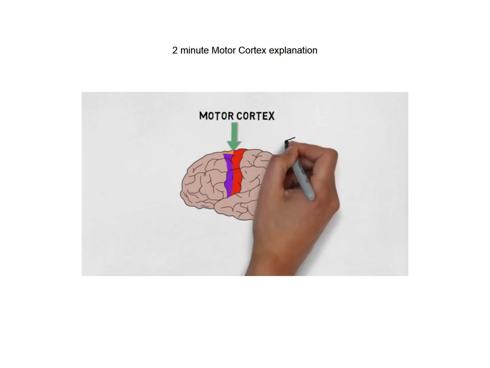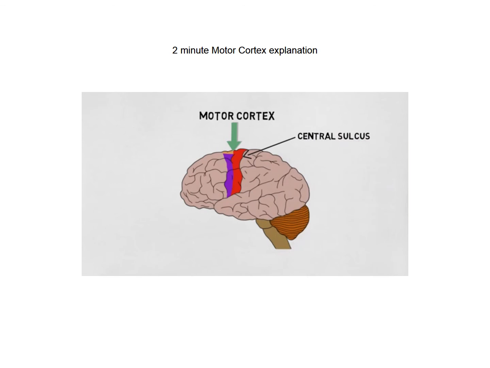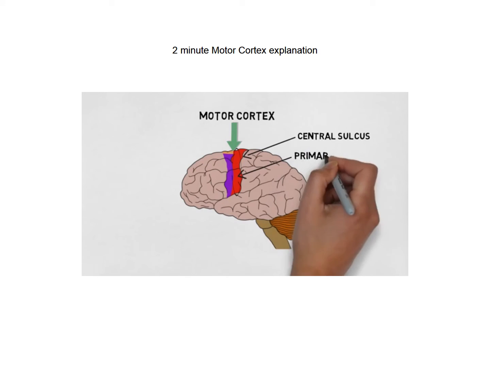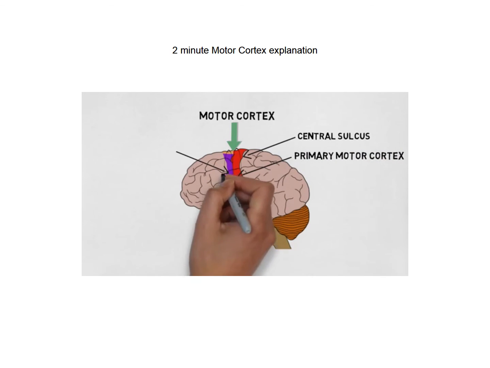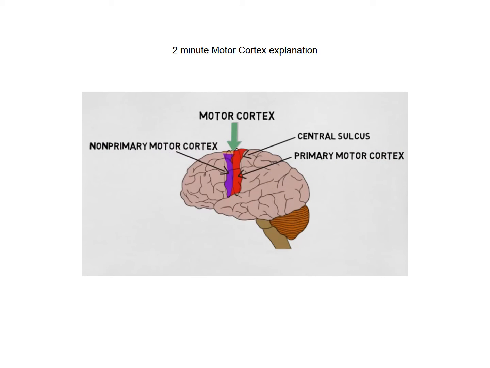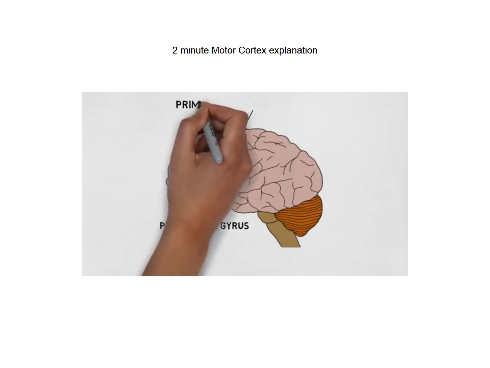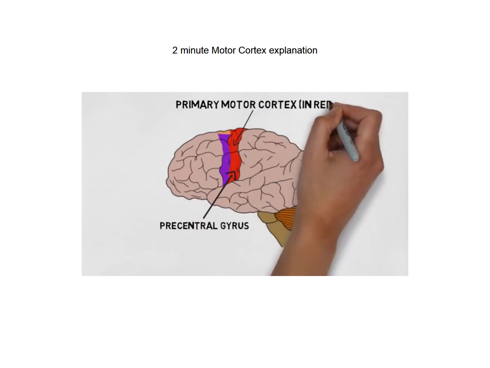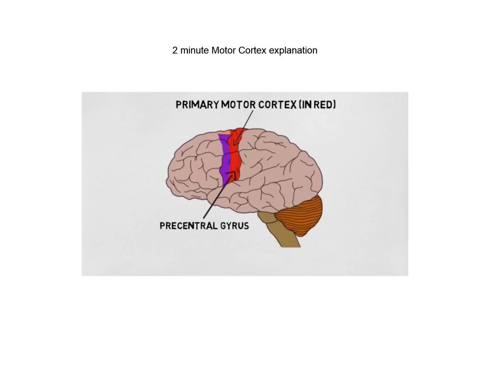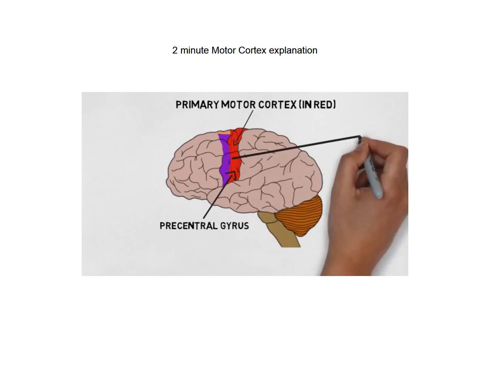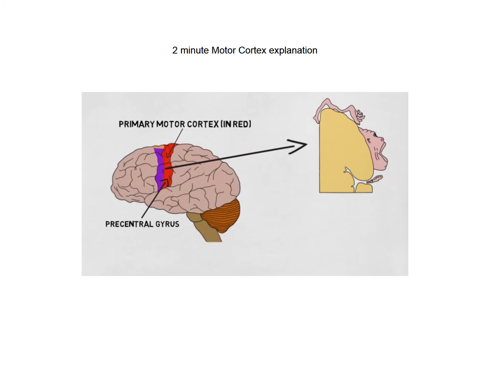It is located anterior to a large sulcus called the central sulcus and is often divided into two major regions, the primary motor cortex and the non-primary motor cortex. The primary motor cortex is found in the strip of cortex known as the precentral gyrus, which is located just anterior to the central sulcus. The primary motor cortex is arranged such that different parts of the region are associated with motor control of different parts of the body, and thus is said to contain a motor map of the body.